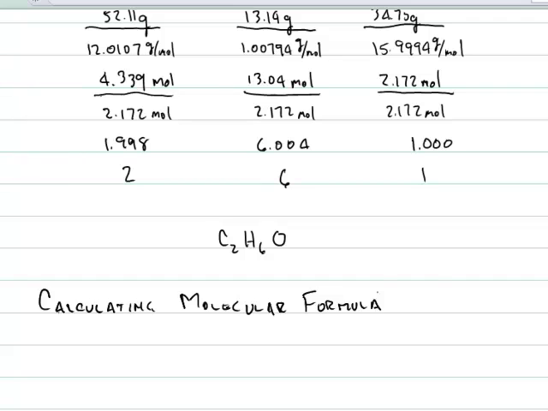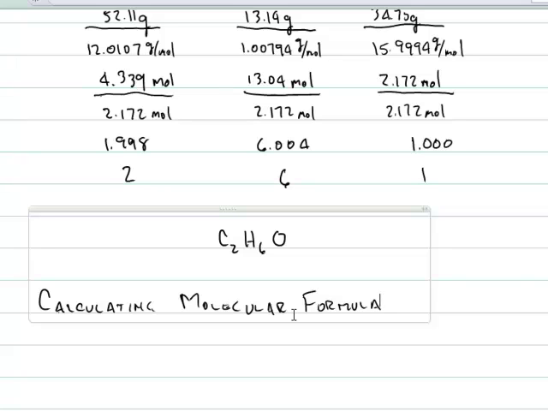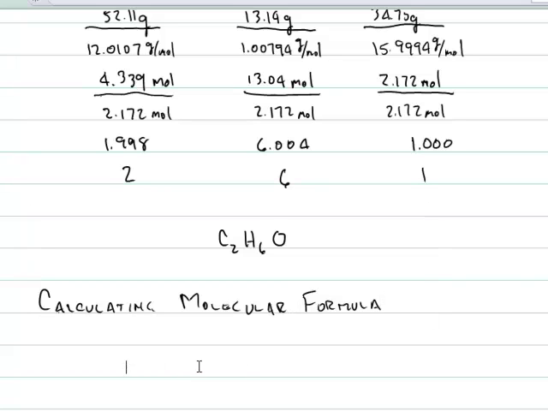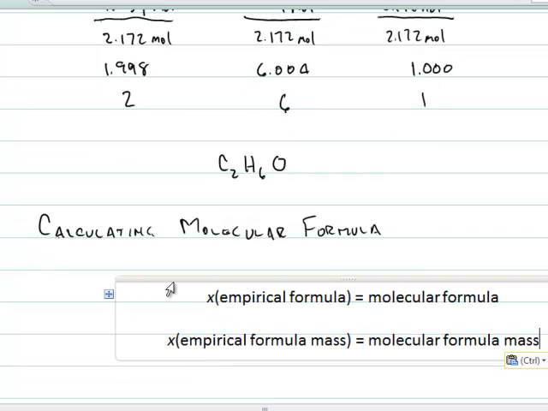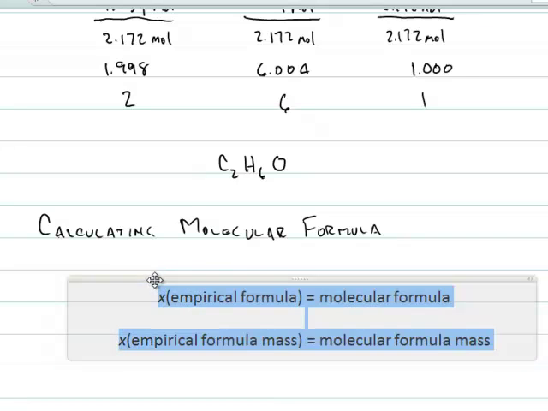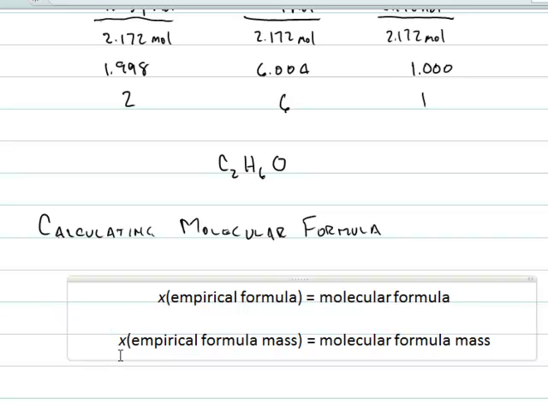If you recall, we said that the empirical formula may or may not be the molecular formula. What we can say is that the molecular formula will always be some number x times the empirical formula. So the molecular formula is always 1 times or 2 times or 3 times or 4 times, usually a fairly small number like that, times what we get for the empirical formula.